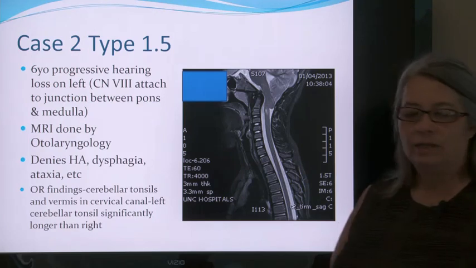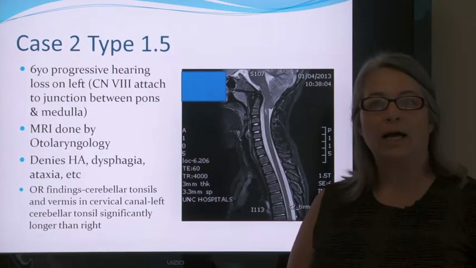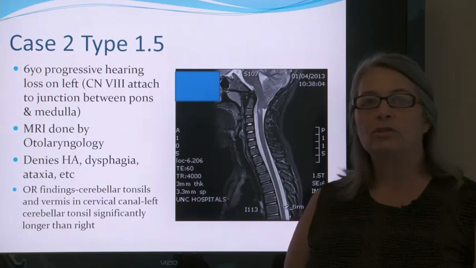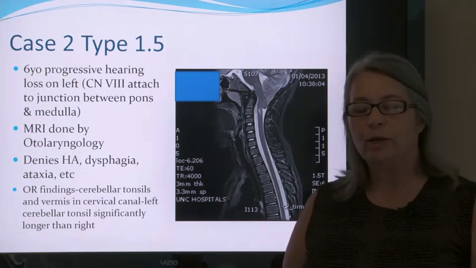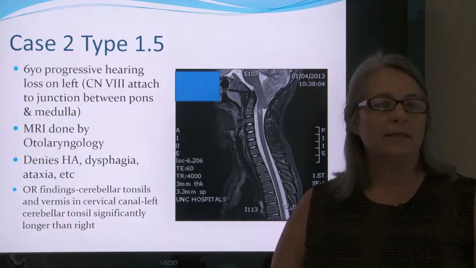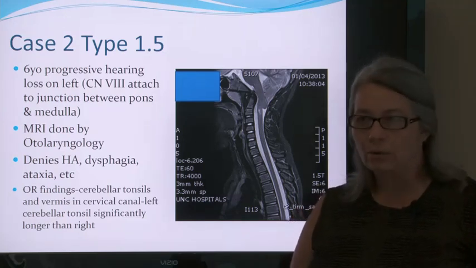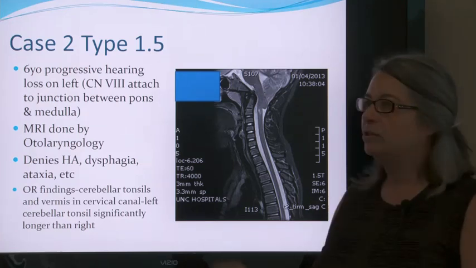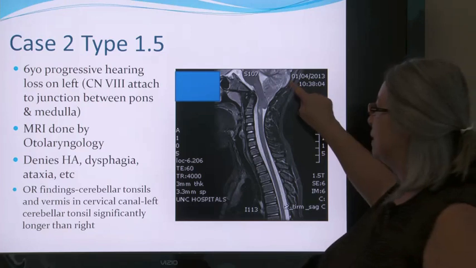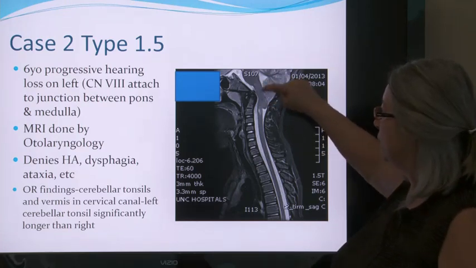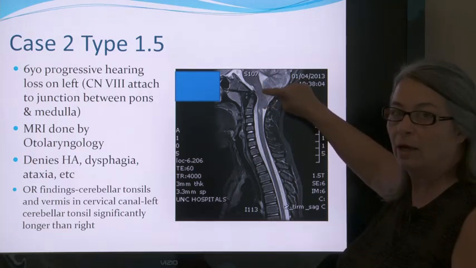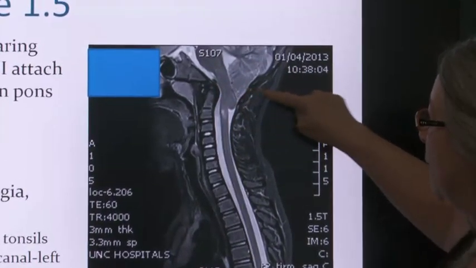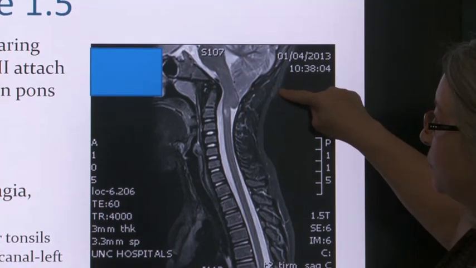So our case 2 is a type 1.5. Remember, this is the cerebellar tonsillar herniation with associated brainstem herniation through the foramen magnum, and it is not associated with any other CNS or central nervous system abnormalities. And so in this MRI, you can see the cerebellar tonsil herniation here and the kinking in the progression of the brainstem here down through the foramen magnum, which would be at this line here.